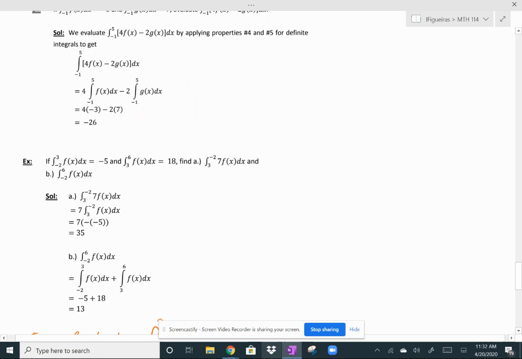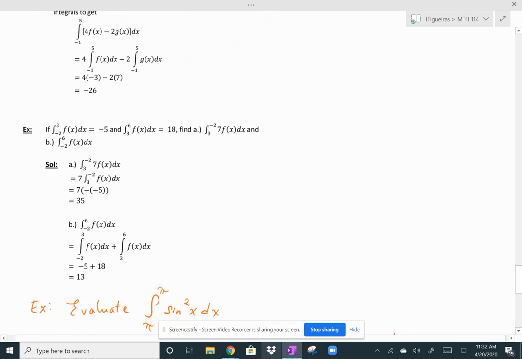Okay, so here's another one. There's a part A and a part B here. So if the integral from -2 to 3 of f of x dx is -5, and the integral from 3 to 6 of f of x dx is 18, we want to first find the integral from 3 to -2 of 7 f of x dx. So let's do part A first.